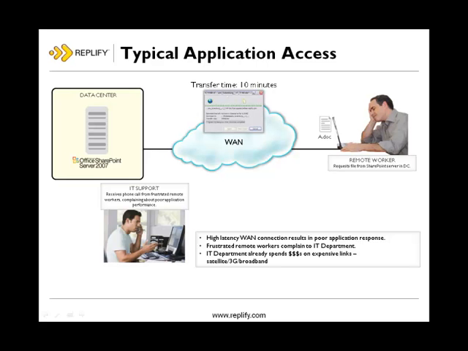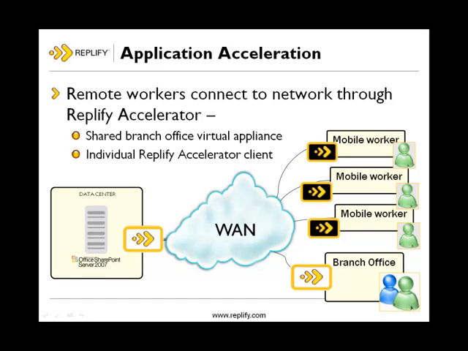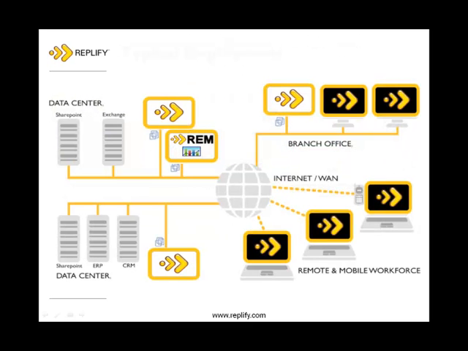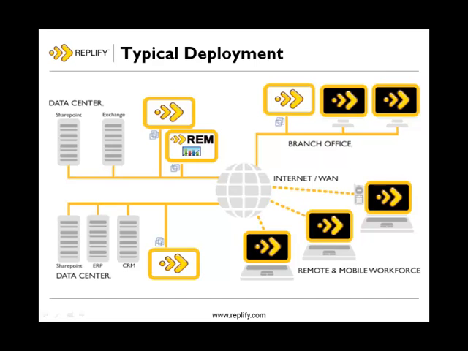The solution is to deploy the Replify Accelerator in the form of a virtual appliance running on standard commodity hardware in each site, and in the form of a PC client for any laptops which may roam. With Replify Accelerator deployed, access times are greatly reduced, the bandwidth demands are greatly reduced, and both of these save you money. Here's a typical deployment. A virtual appliance, or VA, in each data center, and a Replify client in each roaming laptop. You'll also see the Replify Enterprise Manager, or REM, which provides a single point of management and monitoring.